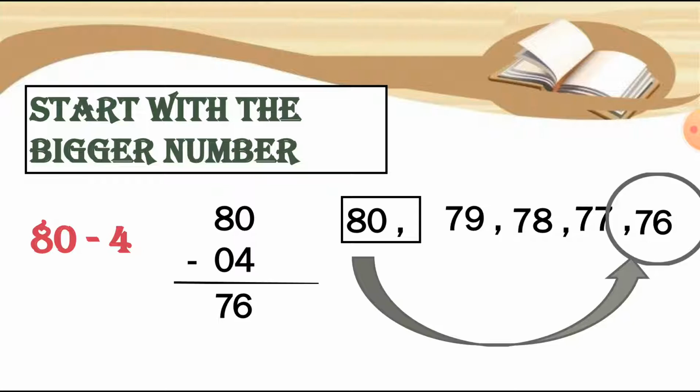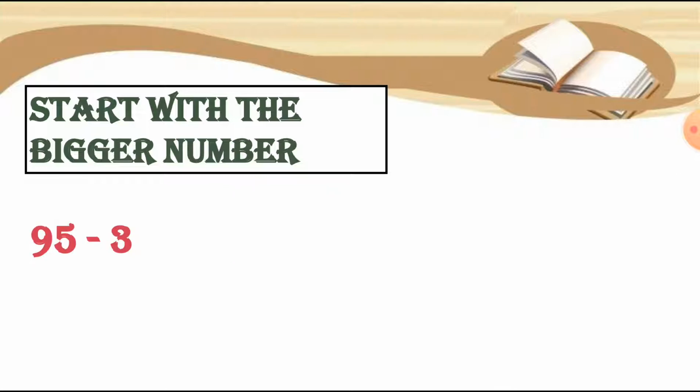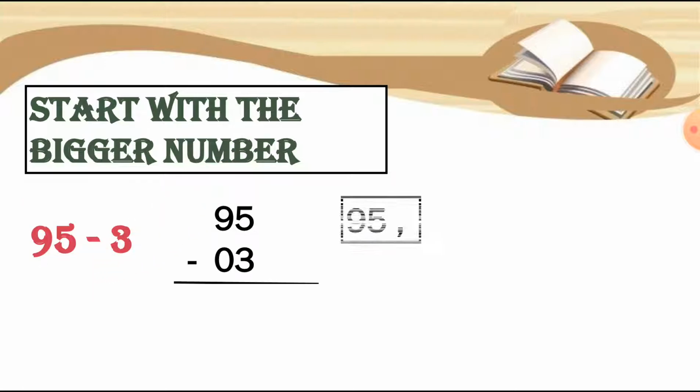If you cut 4 from 80, 76 will come. Next one, which is 95 minus 3. In this we have to write down first 95 minus 3 in the sum format. Then start with the bigger number, which is the hint. So we have to start with the number 95, so we have to just move back 3 steps from 95.